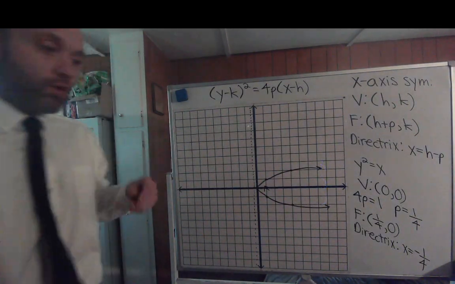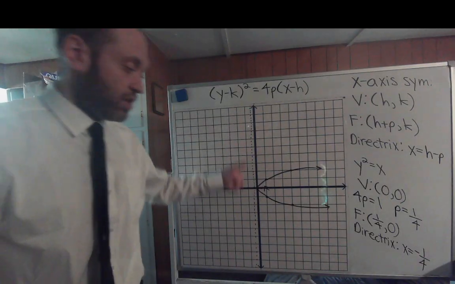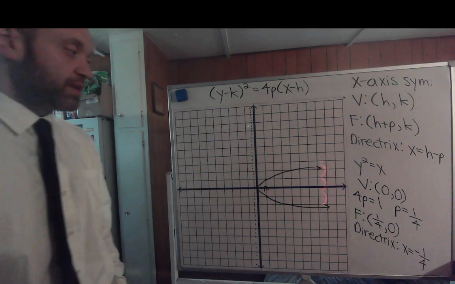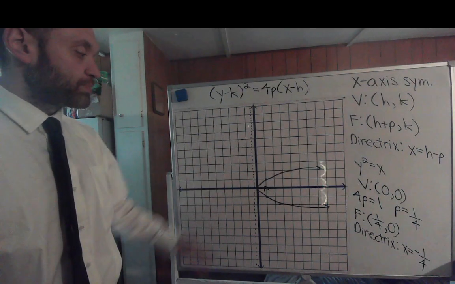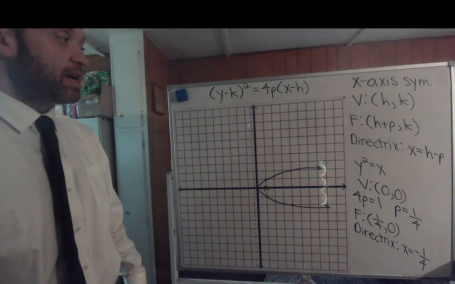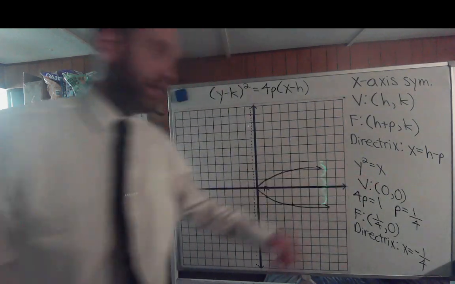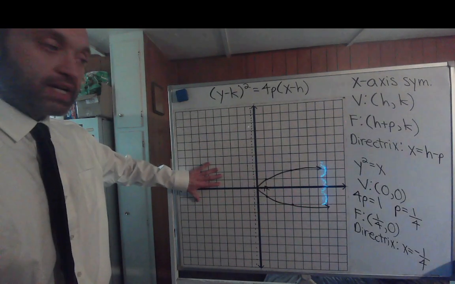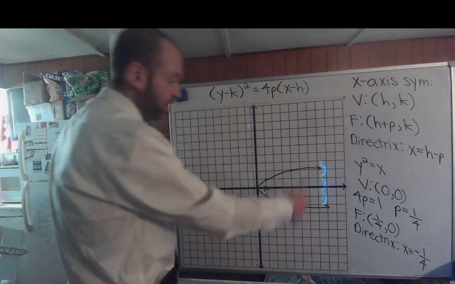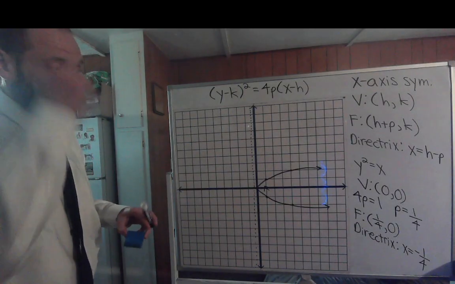So again, your focus you could always think of as inside your parabola. The directrix is always outside the parabola. That's true for whatever axis it has symmetry with. So that is the standard graph of a parabola with x-axis symmetry. Had this been y squared equals negative x, it would open to the left instead of to the right. And as we see, if we were to do the vertical line test, this would fail the test. This is not a function because it would fail the vertical line test.